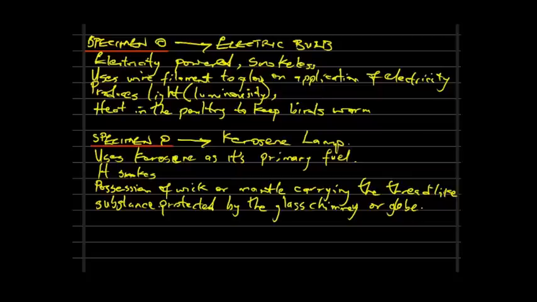Now, it is also used in providing warmth for poultry beds. We use it like specimen O, the electric bulb, is being used. It also provides luminosity as well as heat for poultry beds. And lastly, we have specimen Q.